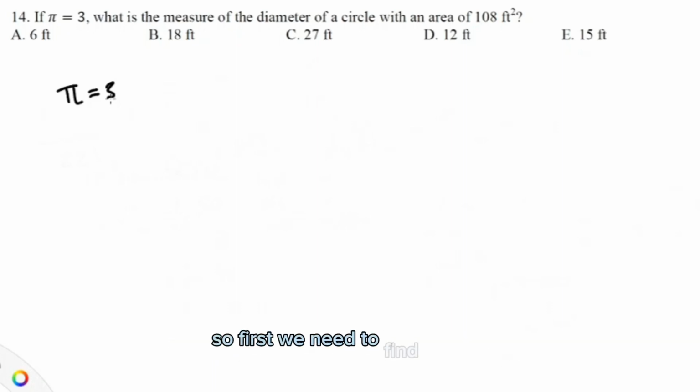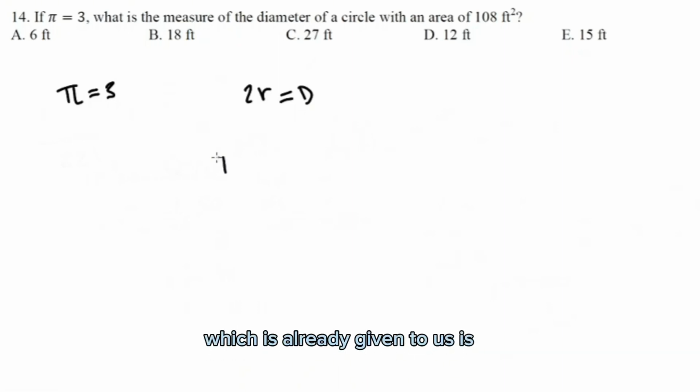Alright, so first we need to find out the formula for diameter. Diameter is just 2r, where r is radius. So 2r is equal to diameter. Now, how do we find the radius? Well, the formula for area, which is already given to us, is pi times r squared.